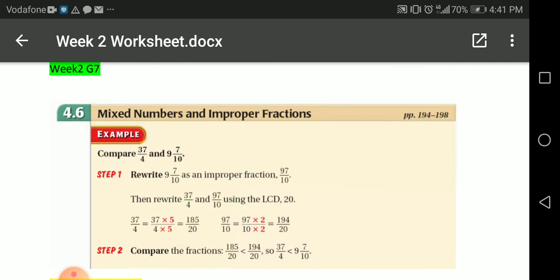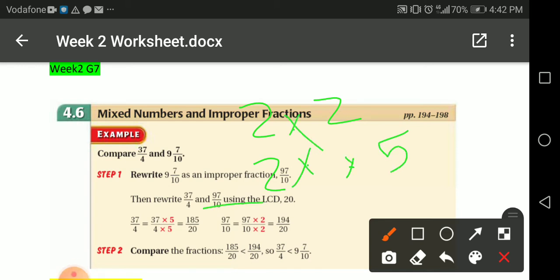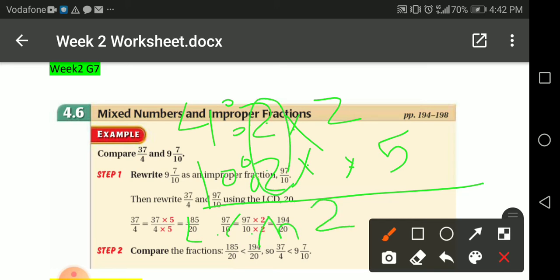So we write them under each other: 2 and 2, and 2 and 5. This is multiplication, okay? This is 4, and this is 10. So the LCM, how can I get it? From the two 2s, I will take just one 2.